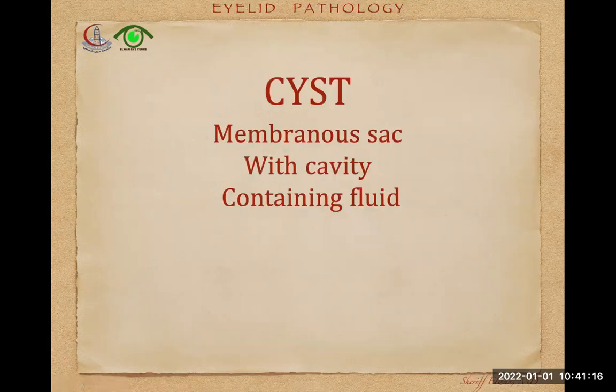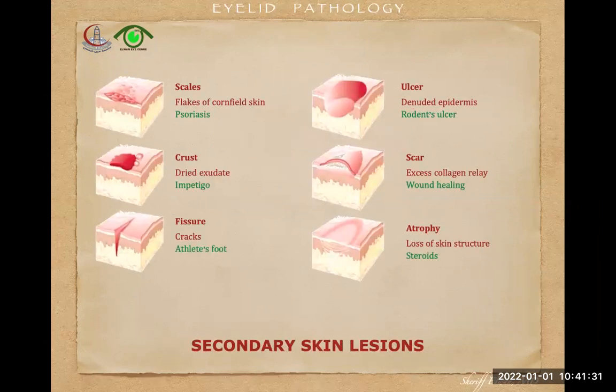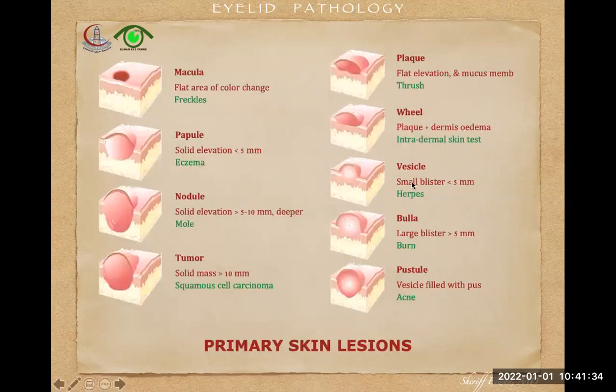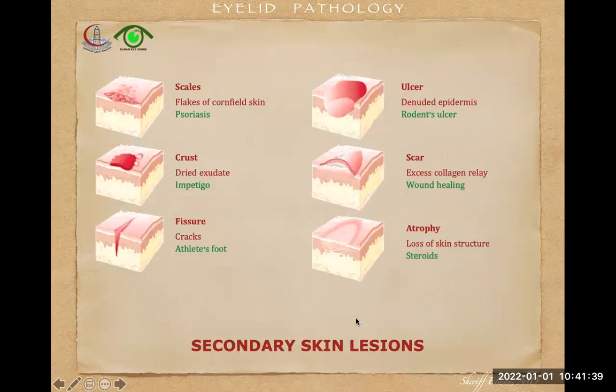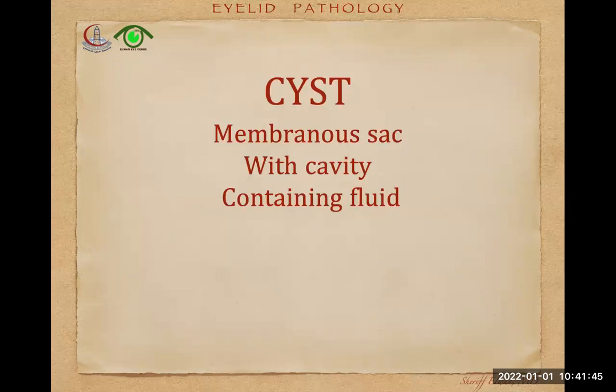Now, a cyst is a sac with a membrane that has a cavity and contains fluid. So by definition, a sac is a thing that has a cavity. So here, all these are not cysts, but a vesicle, a bulla, and a pustule might be a cyst. All the secondary lesions are not cysts. So it's a cavity-containing structure with a membranous covering, and it contains fluid.